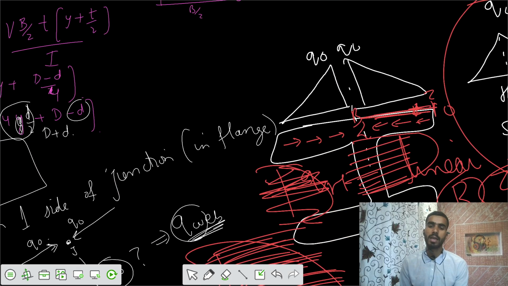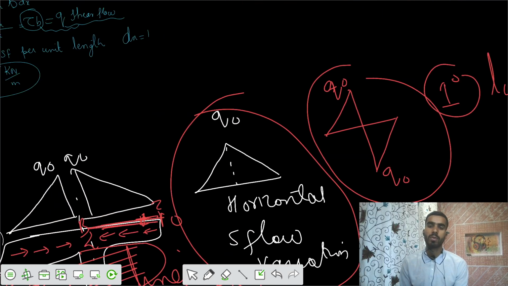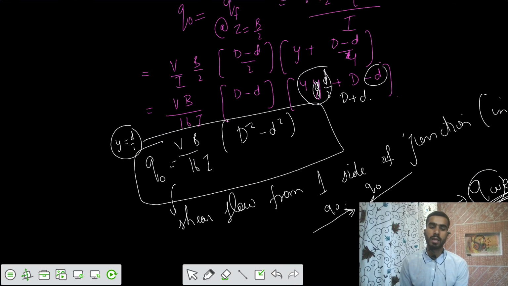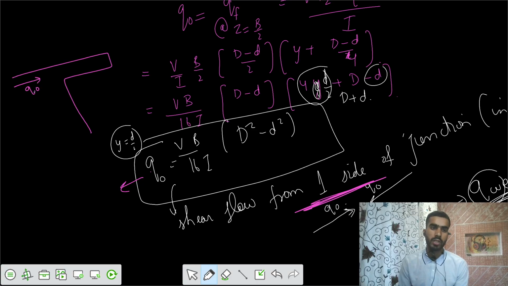From the flange side, if you ask what was the value of shear flow from the junction, from the top side, this was your shear flow from one side of the junction entering into the junction. So I can say this was some shear flow of Q naught entering the junction from one of the sides. And similarly there would be one more Q naught entering from the other side.